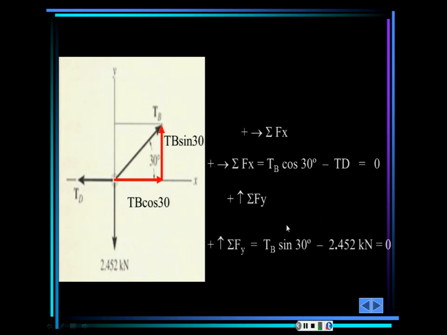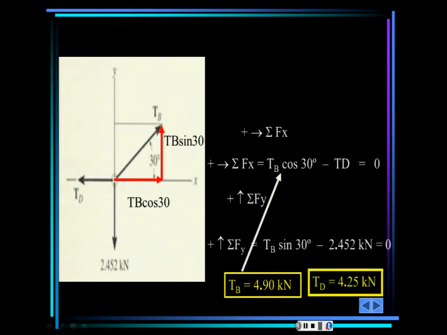From here, this is not even a system of two equations with two unknowns. This is just basically, I can solve TB from this equation by passing this to the other side and dividing by sine 30, which gives us a value of TB of 4.9 kilonewton. And then what do we do? Well, you have the other equation. You get this value of TB, plug it into here, and solve for TD, and get your value for TD.